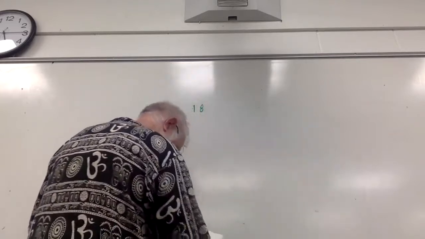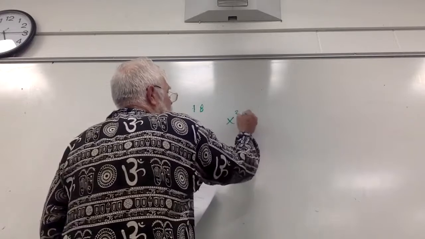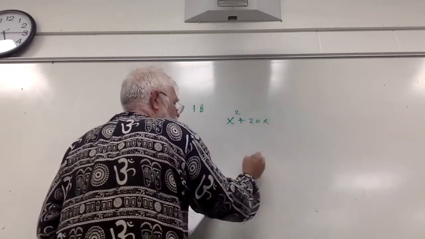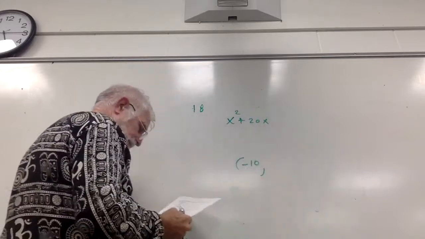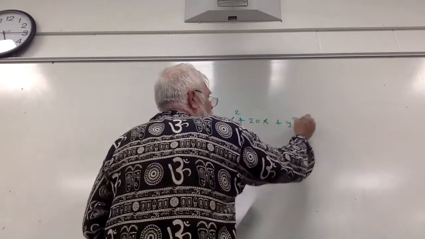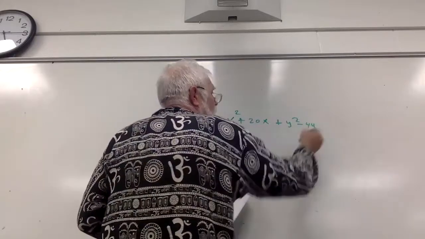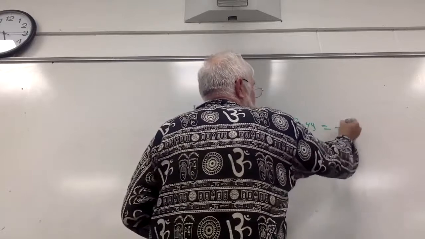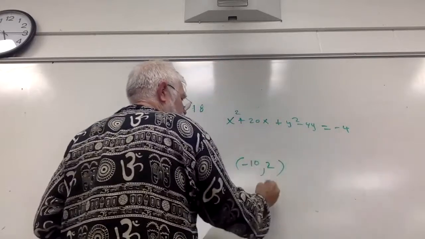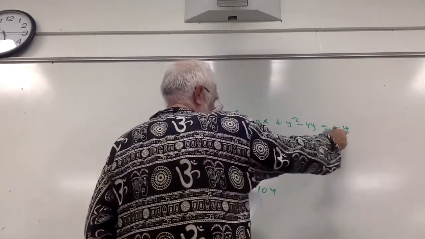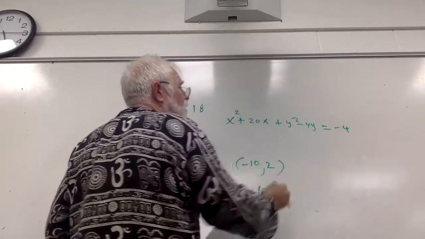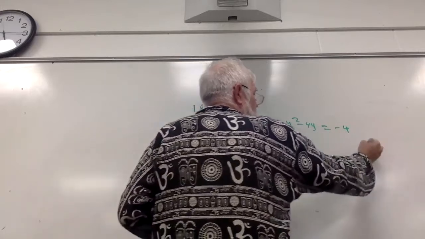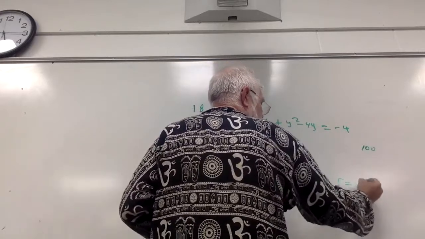Number 18, x squared plus 20x. So I know -10 is the x value of the center. Plus y squared minus 4y. I know that +2 is the center. Equals -4. If I add this up, I get 104. If I take away 104, I'm at -104. If I take away, that's going to be 100. So I know my radius is 10.